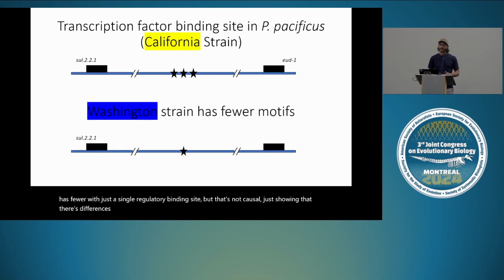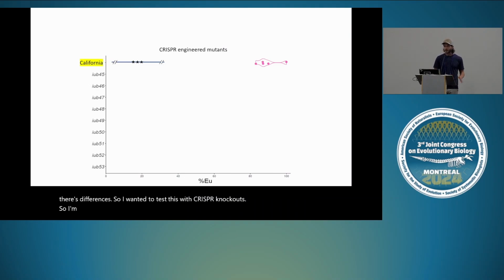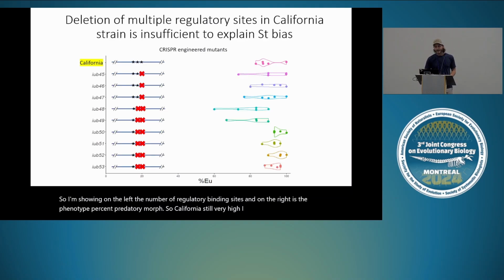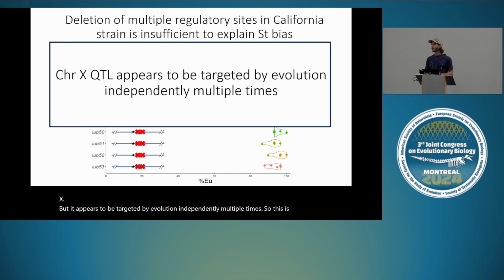So I wanted to test this with CRISPR knockouts. I'm showing on the left the number of regulatory binding sites, and on the right is the phenotype, percent predatory morph. So California, still very high. I generated 9 independent mutants, deleting either 1 or 2 of these copy numbers, and there was no significant effect on the phenotype. And so this is really cool because it's the same locus on this chromosome X, but it appears to be targeted by evolution independently multiple times. So this is not the same causal allele.